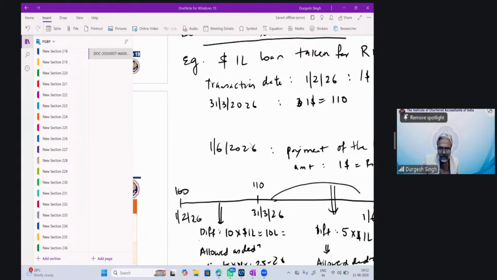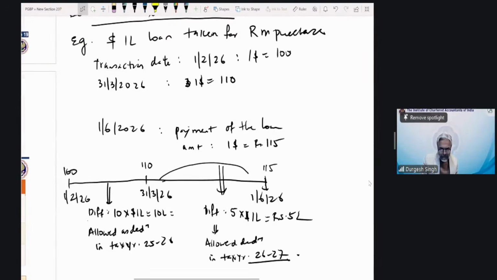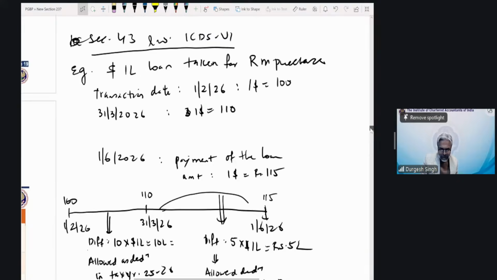Where did ICDS 9 come here? I'm talking about the exchange rate fluctuation. That is ICDS 6, isn't it? Did I write ICDS 9? This is ICDS 6, no? Exchange fluctuation we are talking about.